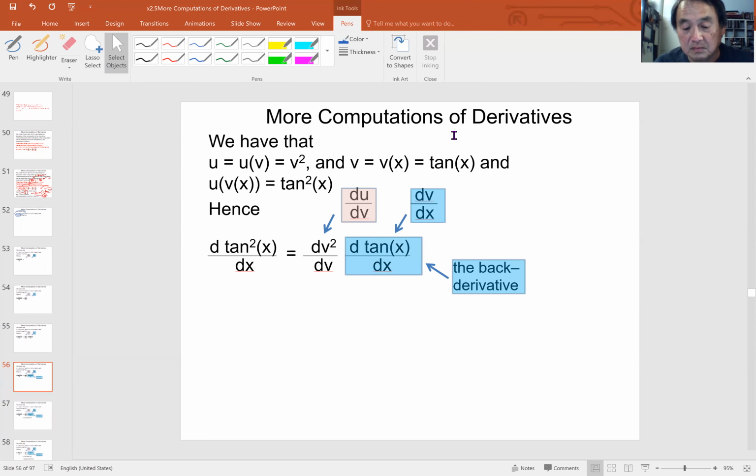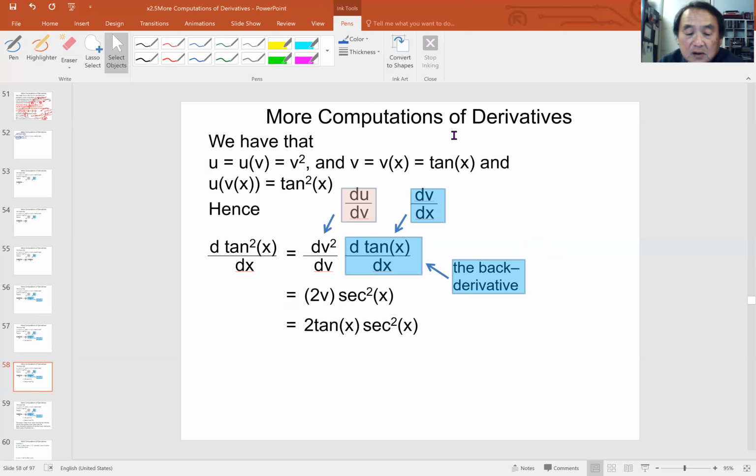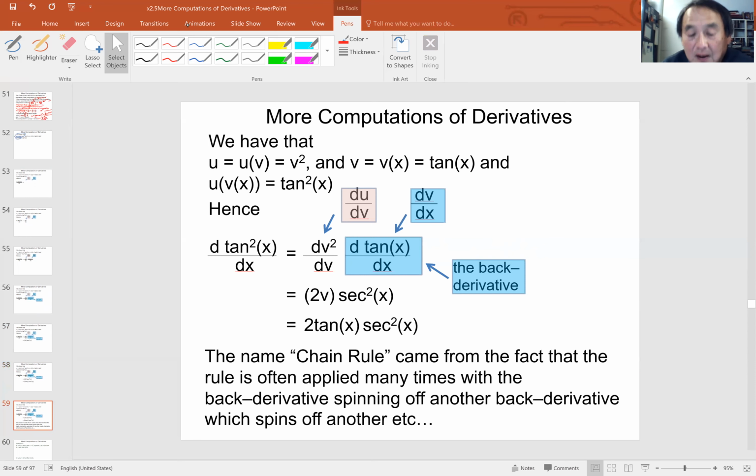The front part is 2 times v, and the back part, or the tail, I will call it, you understand why I would call it the tail. This back part keeps popping out. It's the derivative of tangent, secant squared. And that's it. And then what's v? V is tangent of x. Now we put the tangent of x back. So this is one way to do chain rule. Later on, we have another way to view the problem.